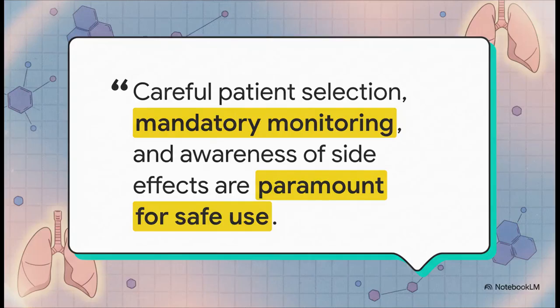This quote right here really brings the whole story together. Ambrisentan is a highly targeted, really effective weapon in the fight against PAH, but that power demands a profound respect for its risks. The strict safety rules aren't there to be a hassle, they're there because they're what makes it possible to use this powerful medicine in the safest way possible.